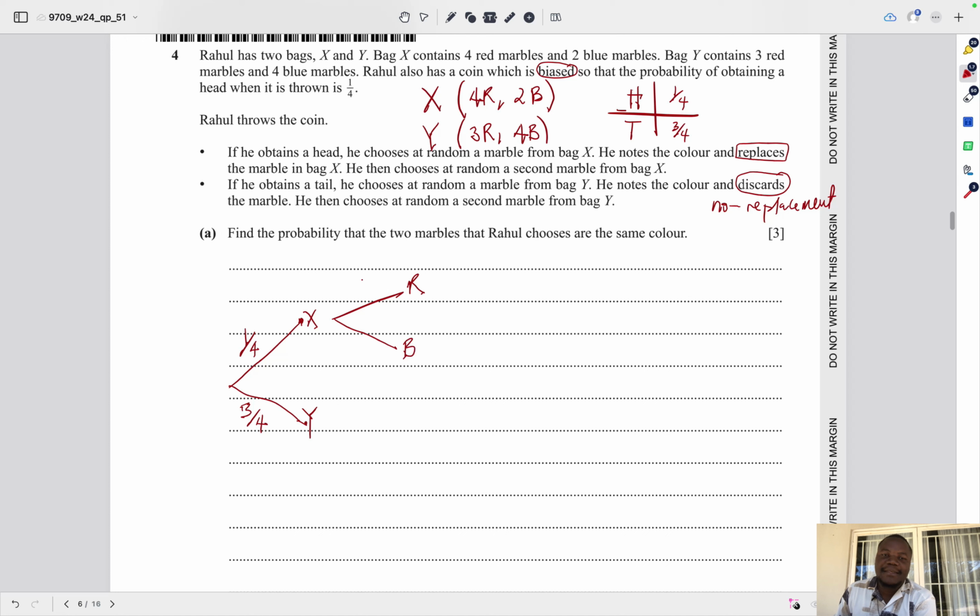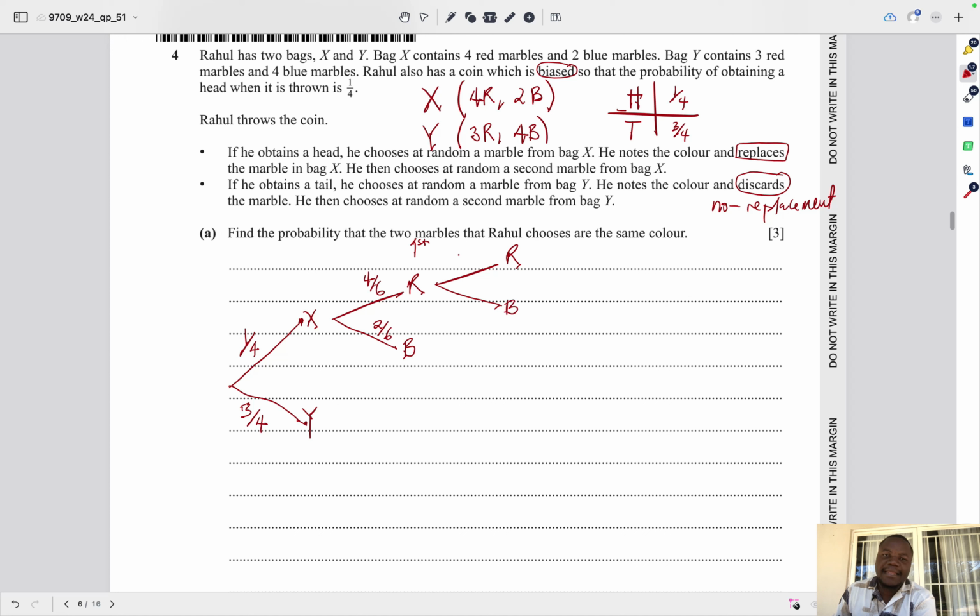So red has 4 out of 6 chances, since the total number of balls in X is 6. And then blue has 2 out of 6. You can simplify these probabilities if you want, but you are not going to be penalized for that. Now they say in bag X, whenever the first pick is done, so I'm going to put first pick here, he replaces, meaning for the second pick of the ball, since we are told that he's going to pick again, the probabilities are going to stay the same.